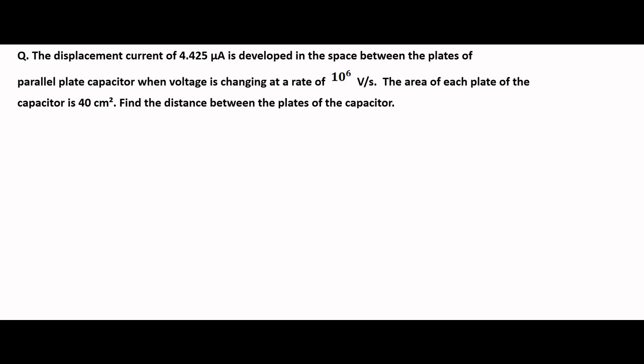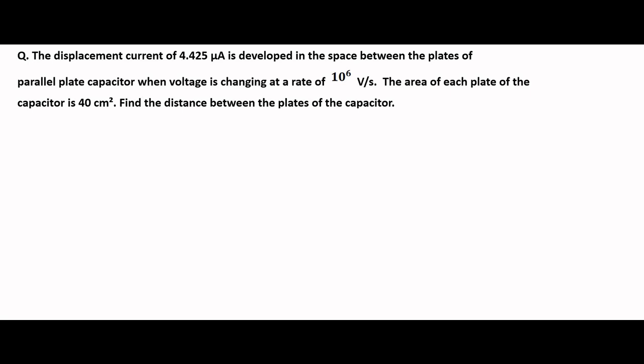So here is another question on displacement current. It is given that a displacement current of 4.425 microampere is developed in the space between the plates of a parallel plate capacitor when voltage is changing at a rate of 10 to the power 6 volt per second. The area of each plate of the capacitor is 40 centimeters square. Find the distance between the plates of the capacitor.